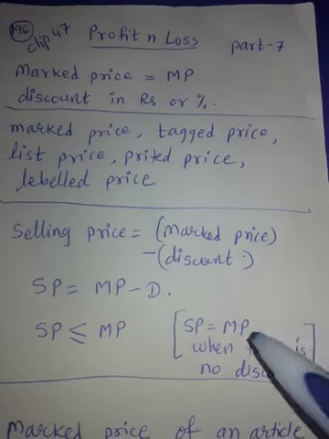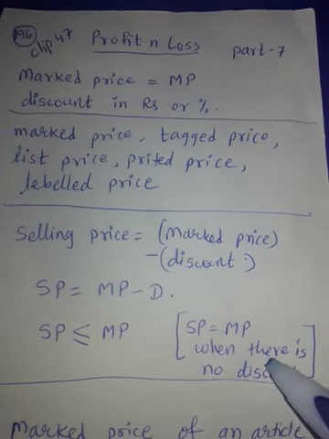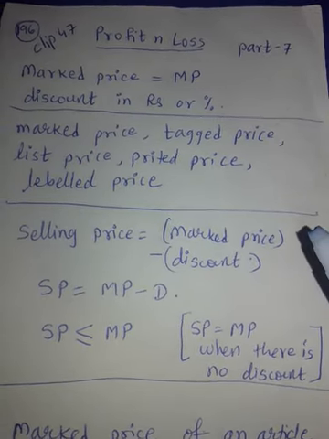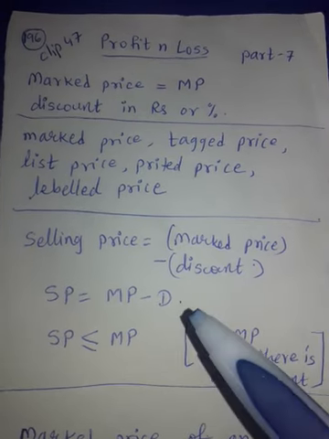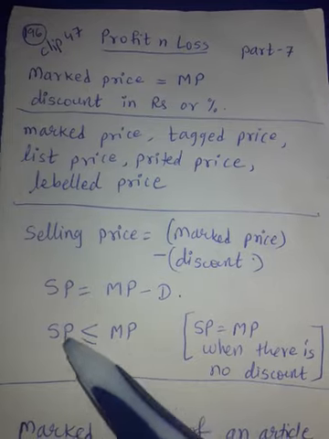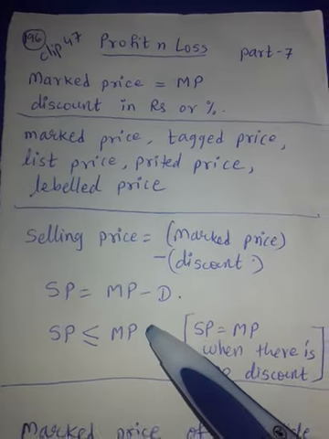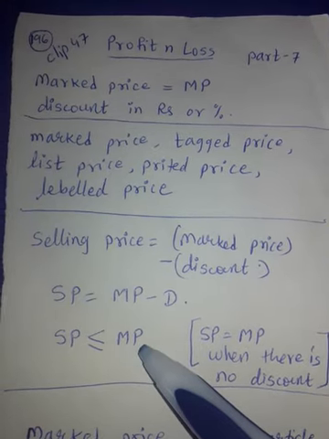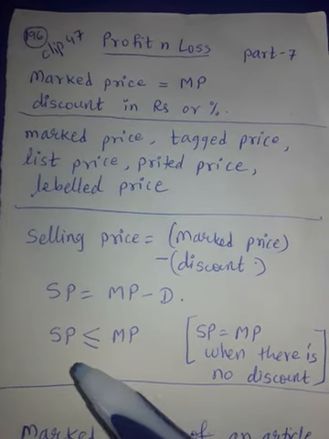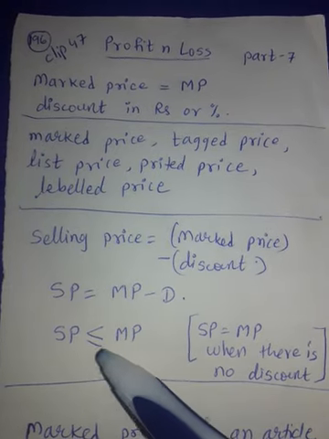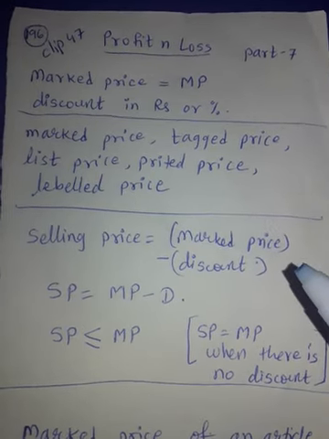When will they be equal? When there is no discount. When the shopkeeper says no, it will be sold at the mark price only, I will not bargain at all, then whatever the mark price, at that price only he sells, and at that time they become equal. But if he reduces the price, SP becomes less than MP. So there are two possibilities: either SP is less than MP or SP is equal to MP.